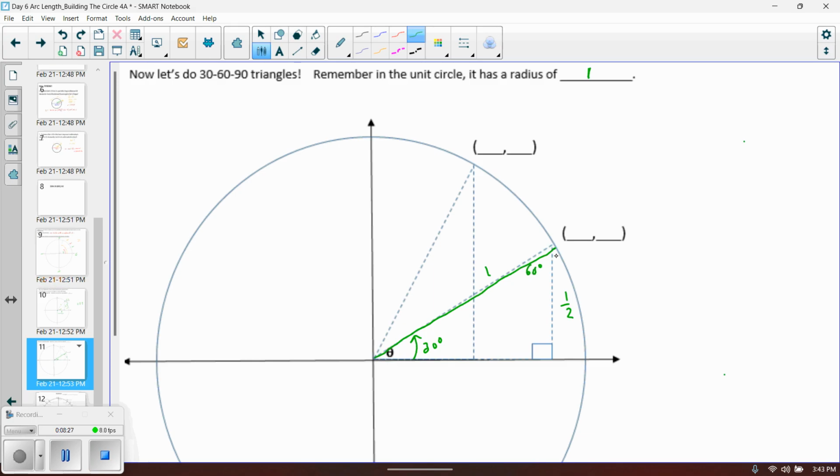Which makes the x direction, remember you take the short side and you multiply that by the square root of 3, the square root of 3 over 2. So my ordered pair, now this time it does matter, the x always comes first, so it's the square root of 3 over 2, and the y value is 1/2.